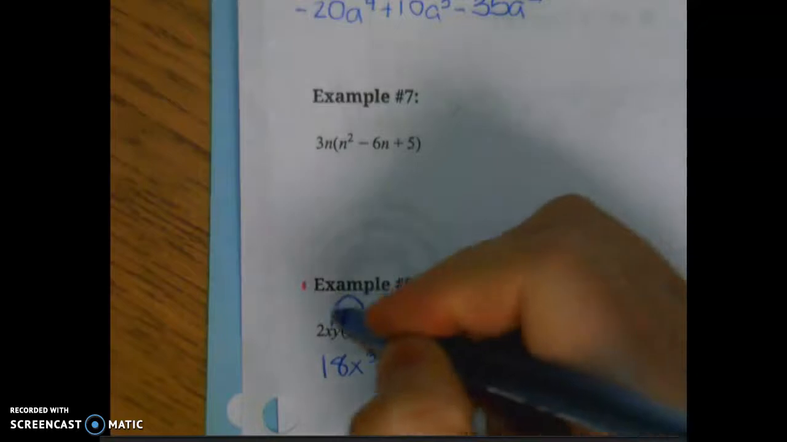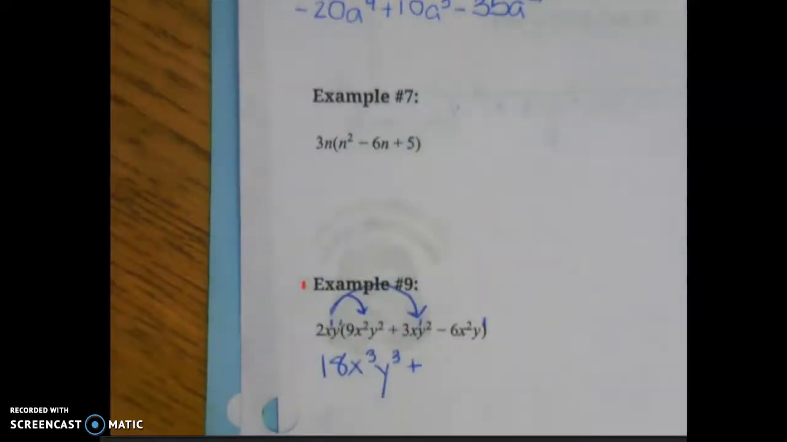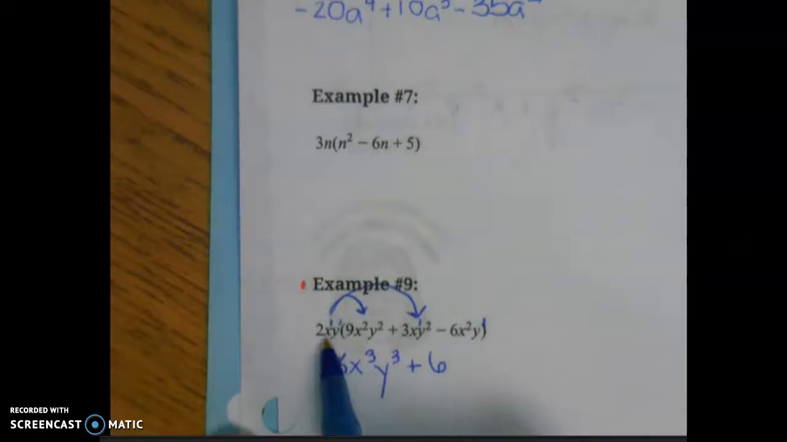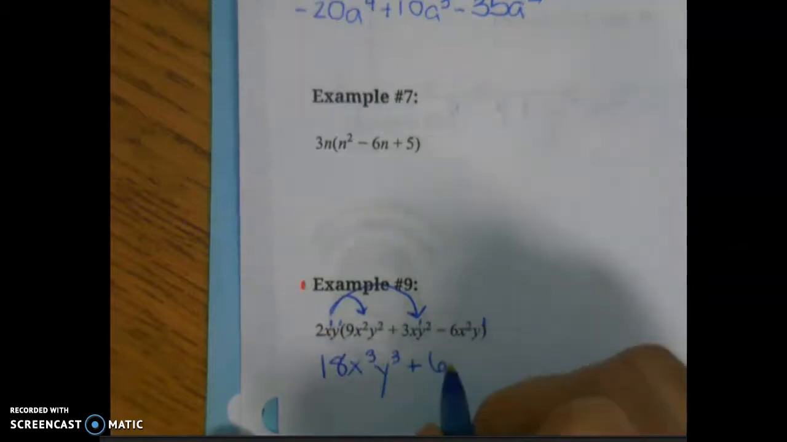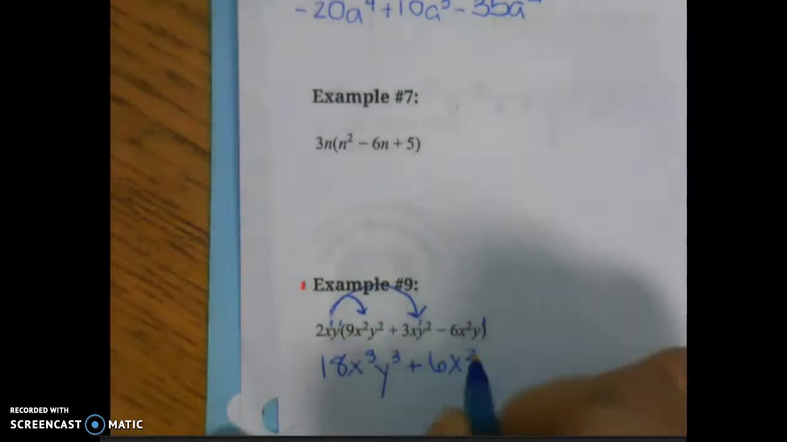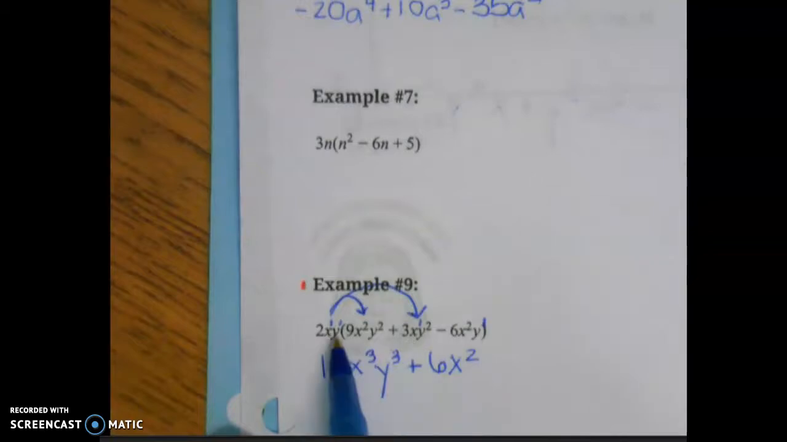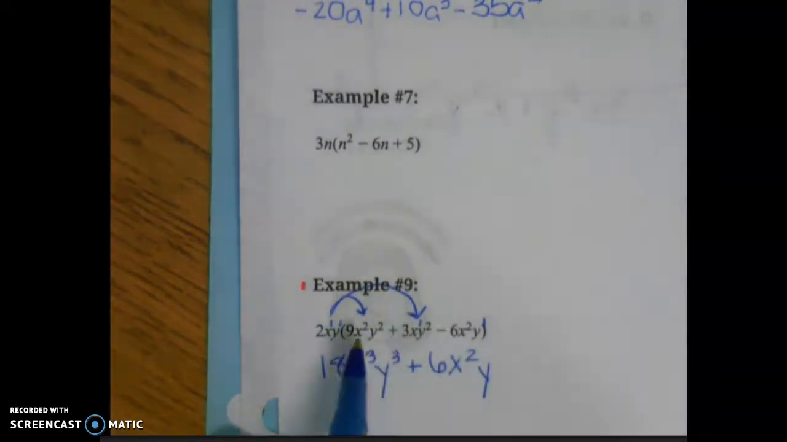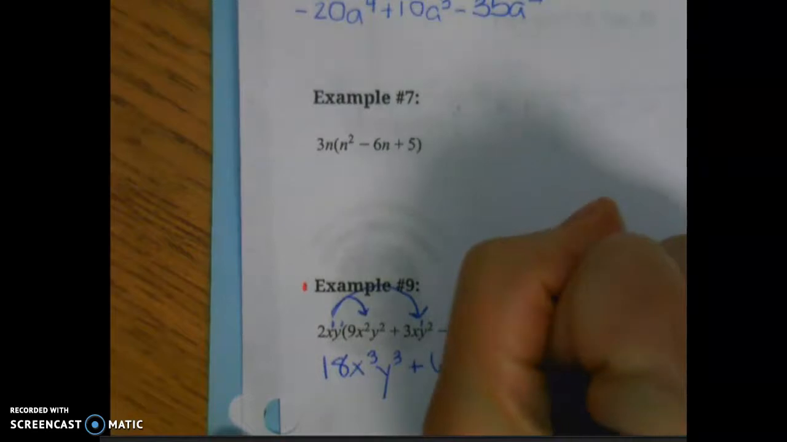Now I'll do this monomial times 3xy squared. So 2 times 3 is 6. X times x, you're going to add those exponents, is x squared. 1 plus 1 is 2. And then y to the first times y to the second is y to the third, because I'm doing 1 plus 2, which is 3.